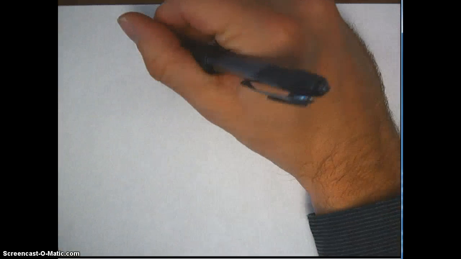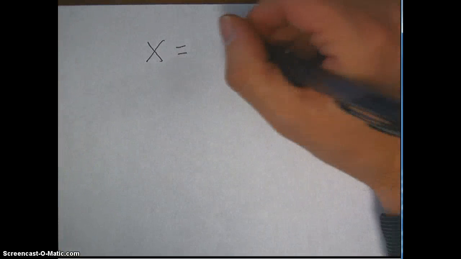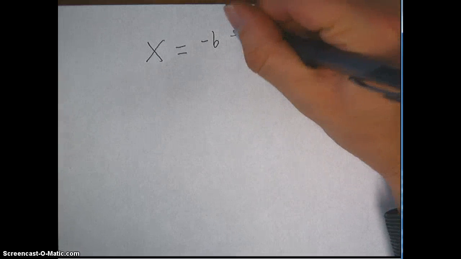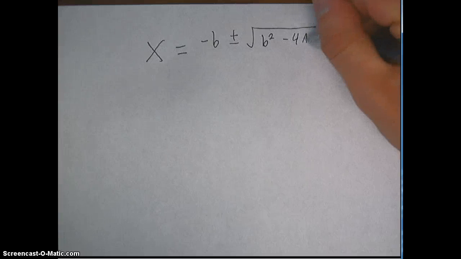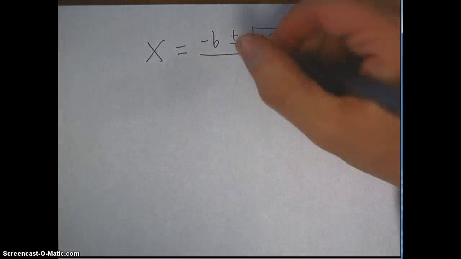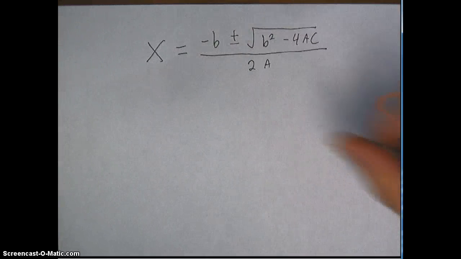Quadratic formula, and this is something you should definitely memorize. There's no person in Algebra 2 who should ever leave Algebra 2 without knowing the quadratic formula by heart. x equals negative b plus and minus the square root of b squared minus 4ac, all over 2a.